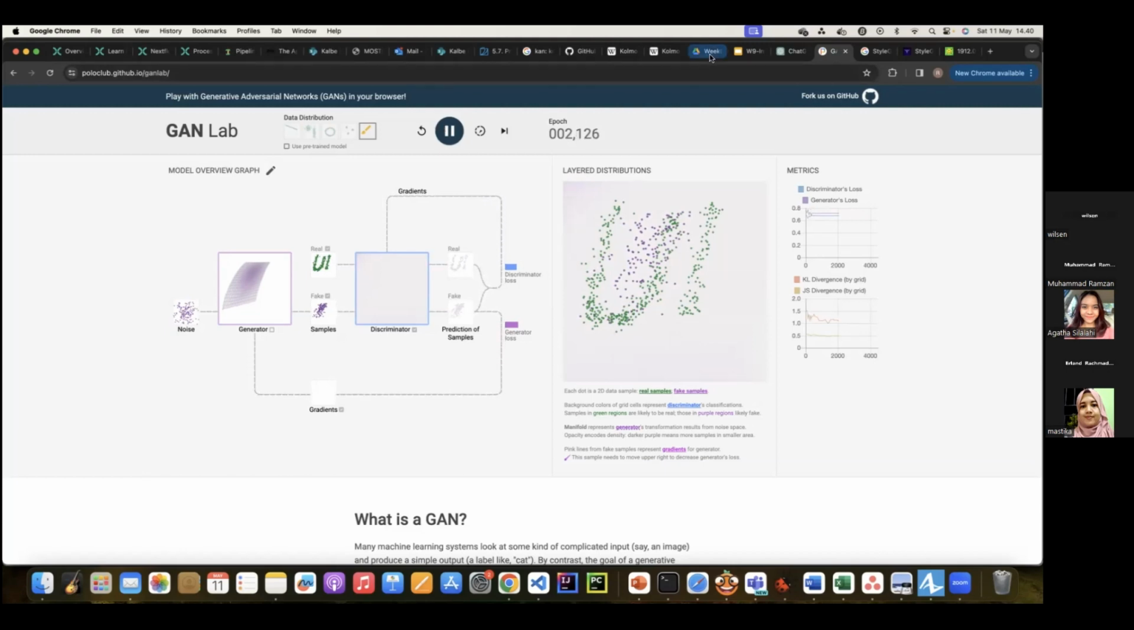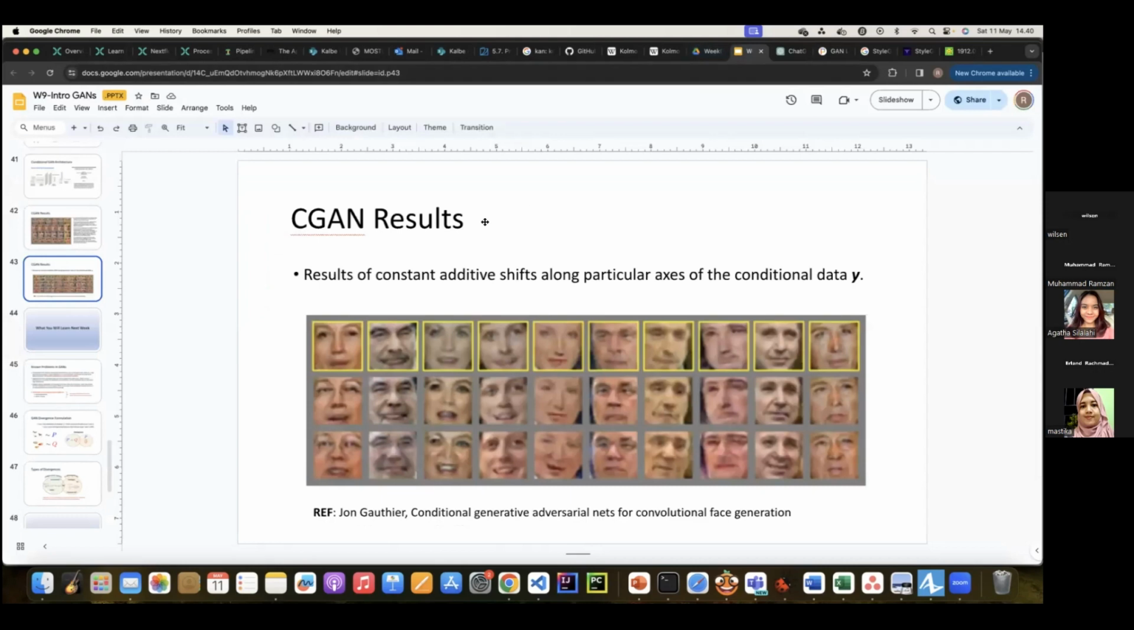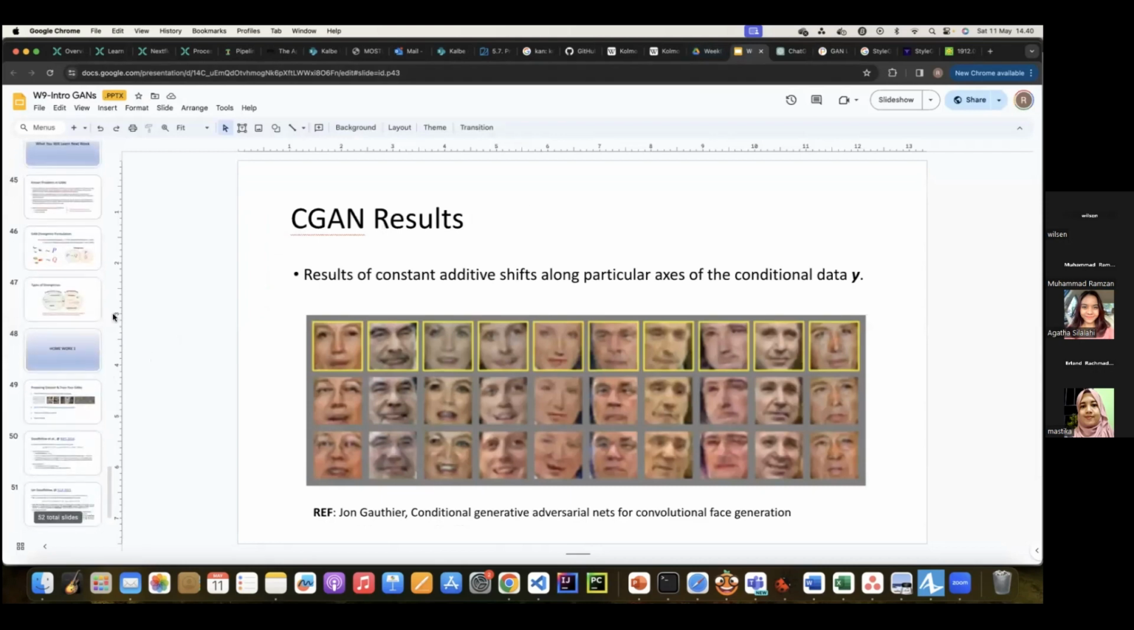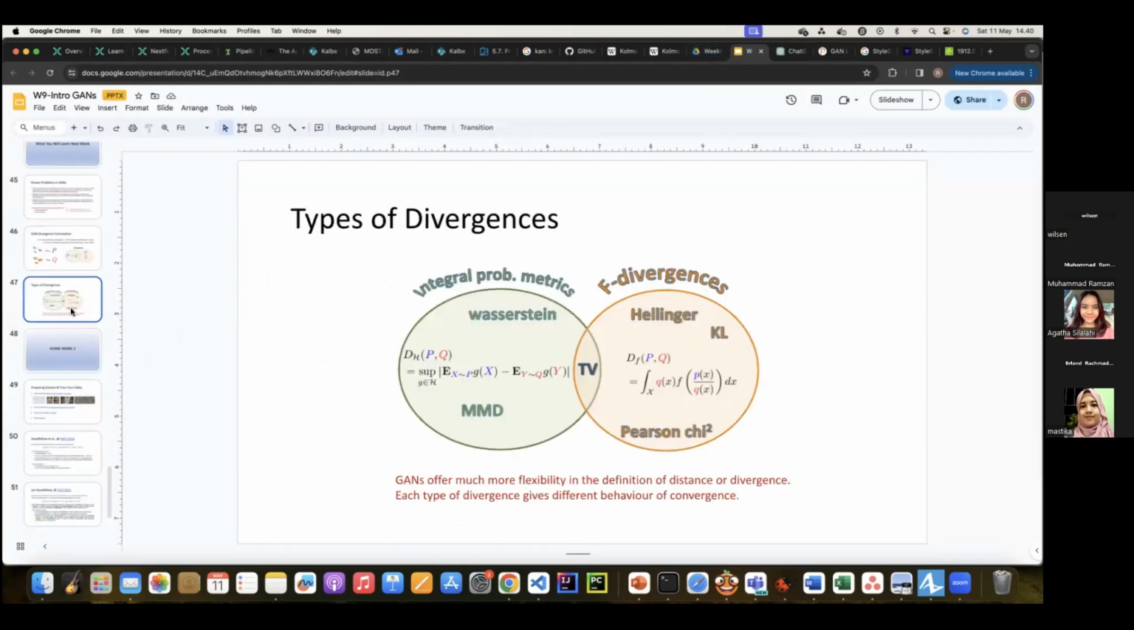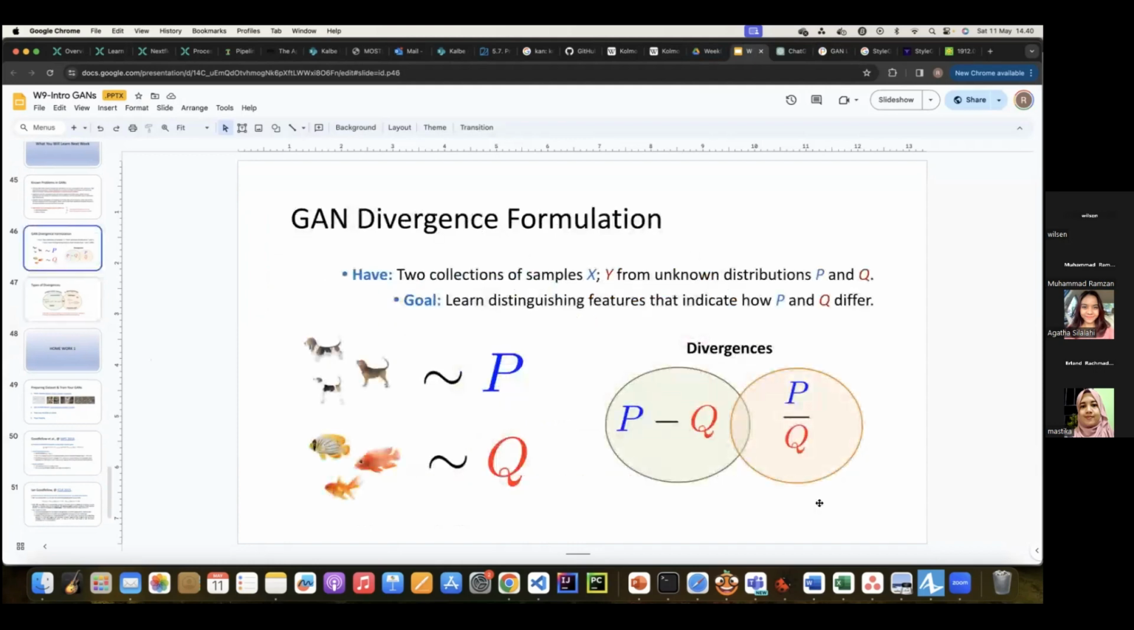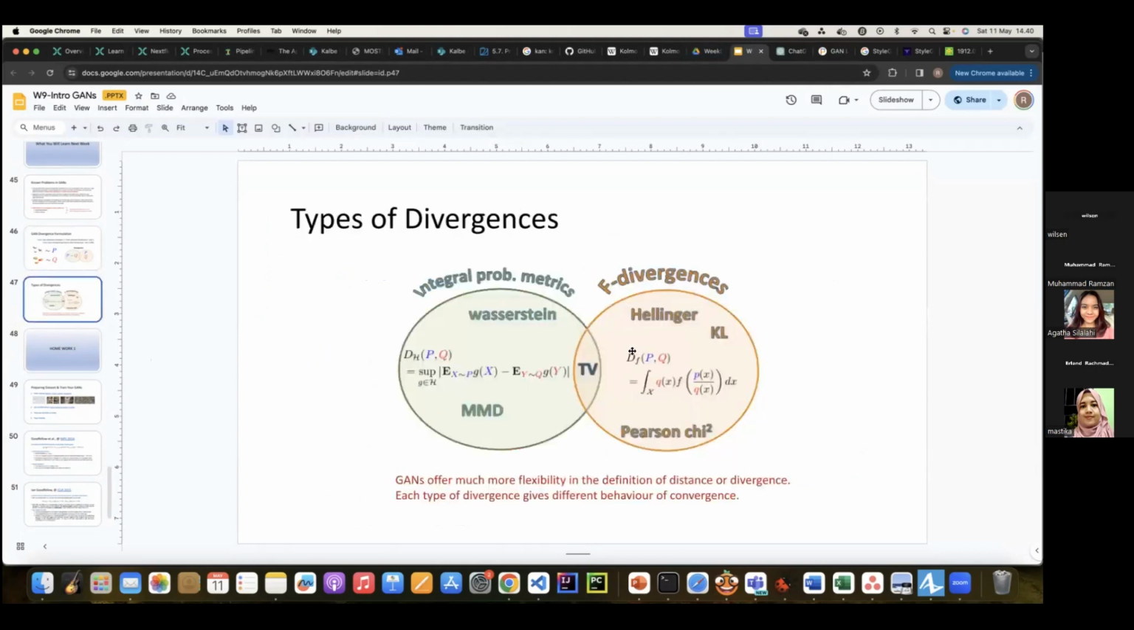Okay, next week we will continue our GAN learning. We will learn about Wasserstein GAN. We will learn more about the divergences that I mentioned, KL divergence, Jensen-Shannon divergence, and other types of divergence, so you can define your own objective and then train a Wasserstein GAN. Okay, please, Jesse.